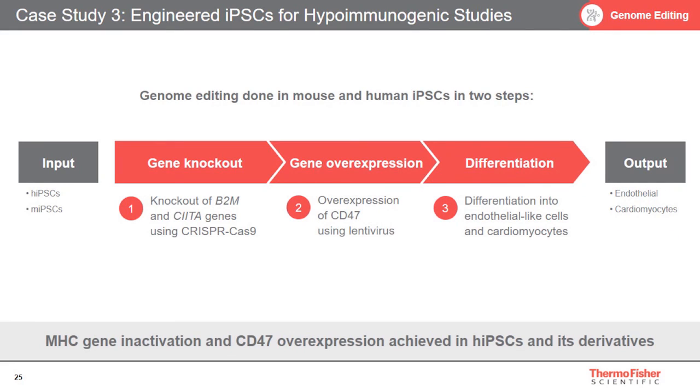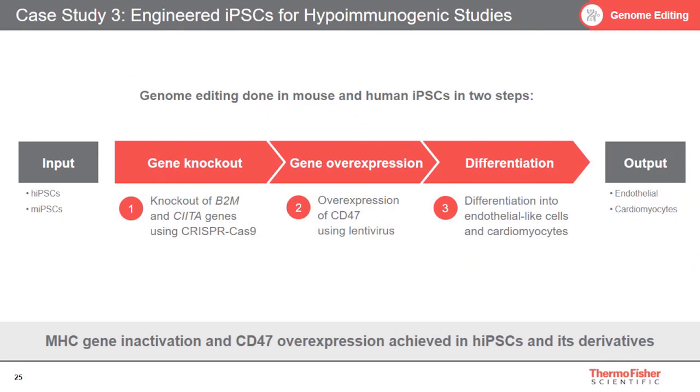And first, both the human beta-2 microglobulin as well as the human CIITA genes were simultaneously targeted for CRISPR-Cas9-mediated destruction. Secondly, these edited iPSCs were transduced with a lentivirus carrying human CD47 complementary DNA downstream of an EFS promoter to ensure its overexpression.